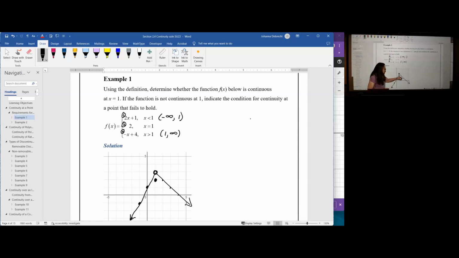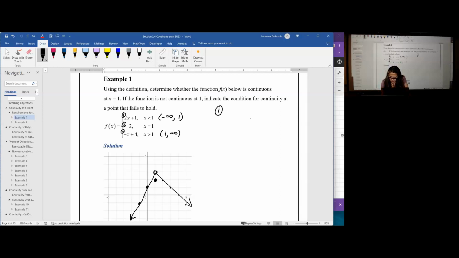Now, this turned out to be a displaced point. The function exists here, and it's defined at 2. But the limit from the left points at 3. The limit from the right points at 3. The two-sided limit is 3, which means that it does not meet the conditions of continuity.